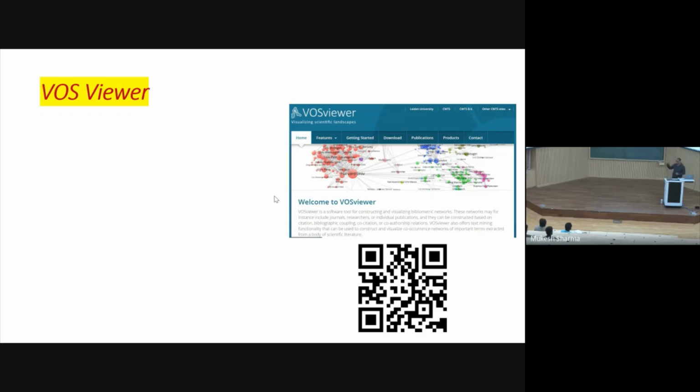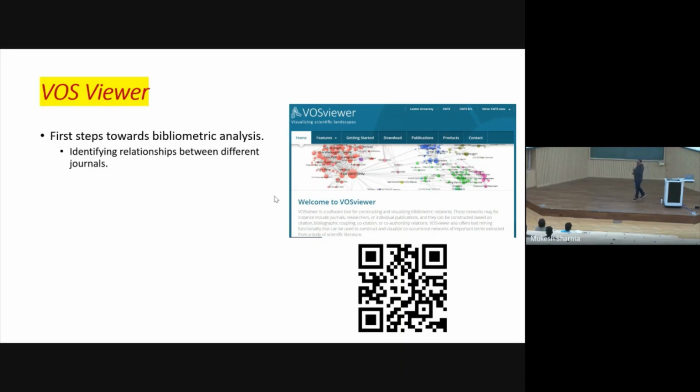There are more advanced versions out there. This is free. This is being developed by a university in Netherlands. It has been around for a long time. It's highly reliable. It's the first step towards bibliometric analysis. What it does is it identifies relationships between different journals. And this is very similar to connected papers, but you get more.